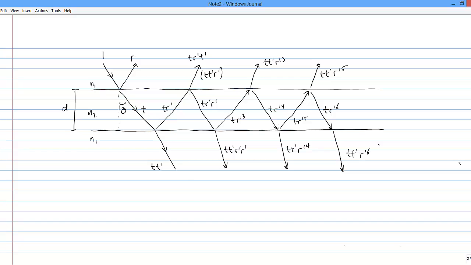Do me a favor and pause the video, and sketch this thing out in your own notes, and see if you can convince yourself that all those various rays should exist and have the amplitudes indicated. This is one of those things that's just a big undifferentiated mess until you try it yourself.